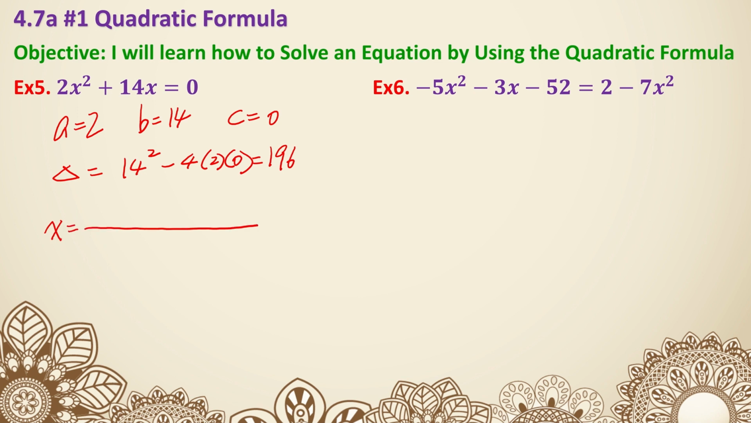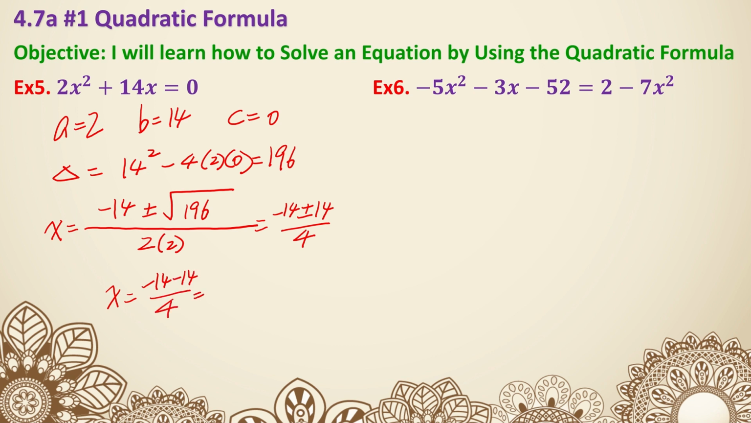x equals negative b, which is negative 14, plus or minus the square root of 196 all over 2 times 2. Okay, we get negative 14 plus or minus the square root of 196, which is 14, all over 4. Two separate answers. First one is negative 14 minus 14, then divided by 4. That's negative 28 over 4, which is negative 7. The other one is negative 14 plus 14 over 4, which is 0 over 4. That's going to be 0.